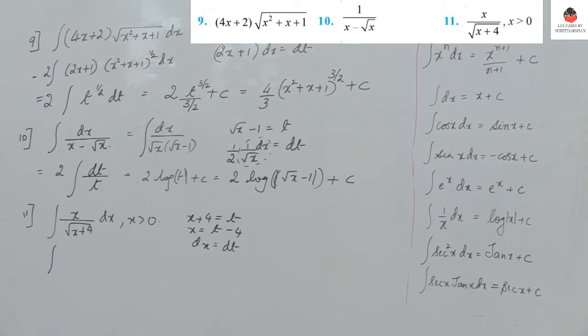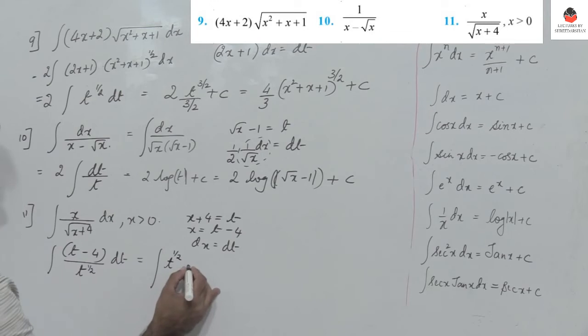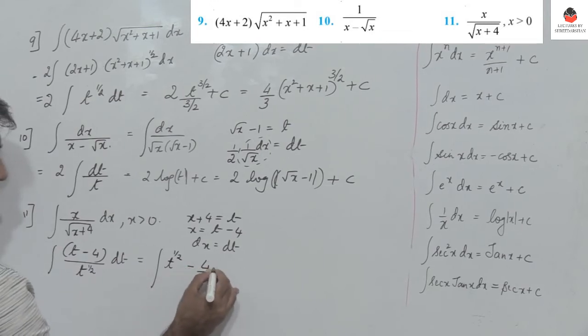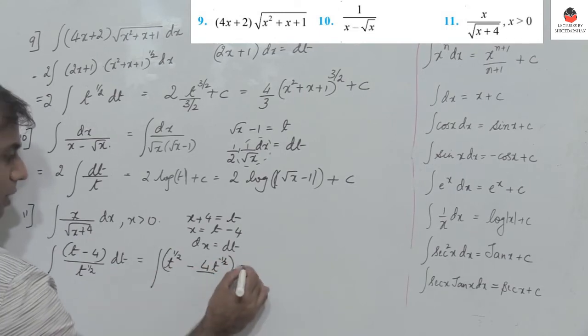So you have integral, this dx is dt, and what is x? x is t minus 4 divided by, denominator is t power half dt. So this is nothing but integral. So I can write this as t by t power half, which is t power half, minus 4 divided by t power half, that is t power minus half dt.